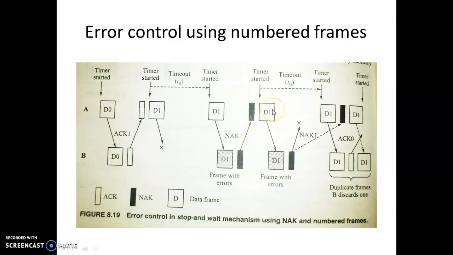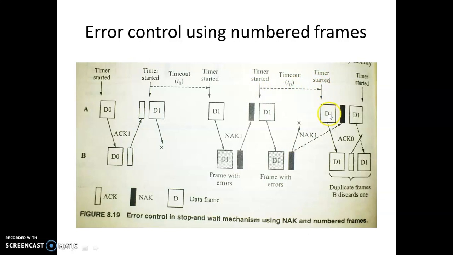Then it tries to send the same frame D1 again. This D1 was received on the other side, again with errors, so it will send a NAK. There are two cases shown. One is that the NAK is lost. If the NAK is lost, the sender does not receive anything, neither acknowledgement nor negative acknowledgement, so it will wait for a timeout of 5 milliseconds and send the same frame again.